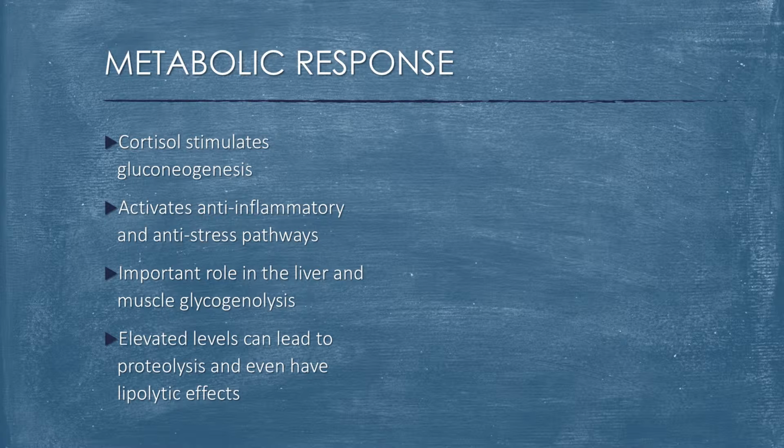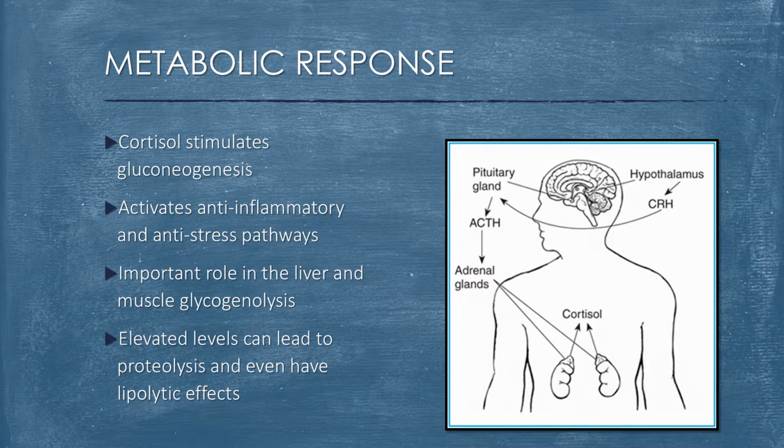Cortisol also has an important role in the liver and muscle glycogenolysis. And that is the breakdown of glycogen to glucose 1-phosphate and glucose. Elevated levels of cortisol can also lead to proteolysis and even have lipolytic effects. That is the breakdown of proteins and the promotion of the breakdown of fats.